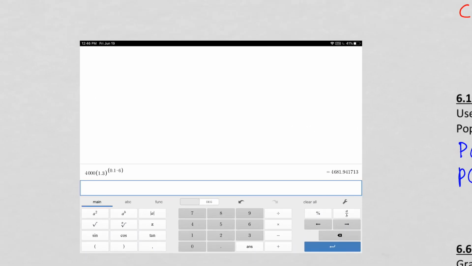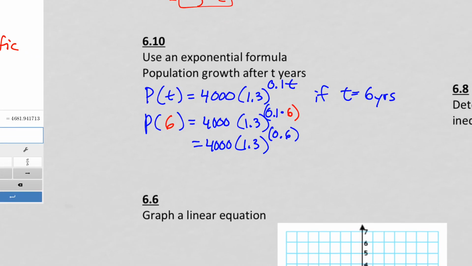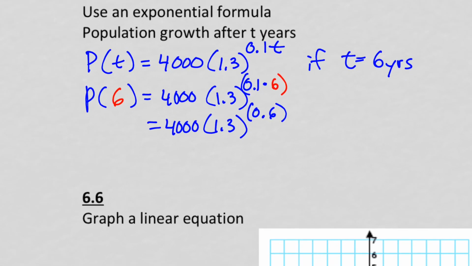So again, this is desmos.com/scientific, or use the app. So 4,681.94.